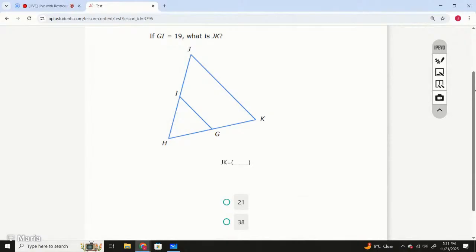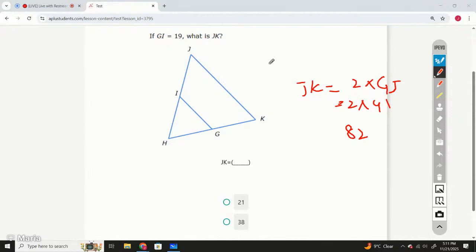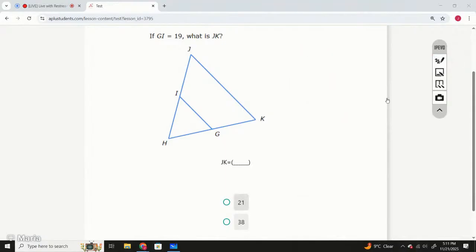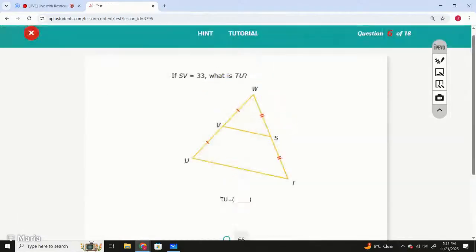JK is the double of GI, right? Because GI is half of JK, so JK is twice the GI. GI is 19, so 19 times 2 is 38. The correct option is 38. Option number 2 is the correct option. Okay, you can complete the lesson by yourself later today. Let me just move on to the next lesson.